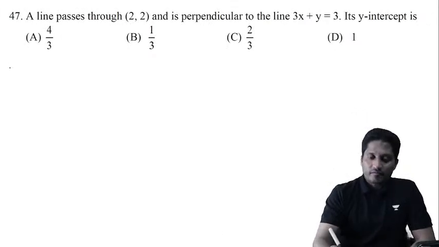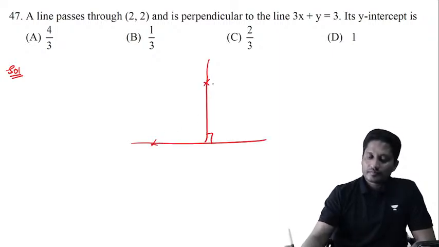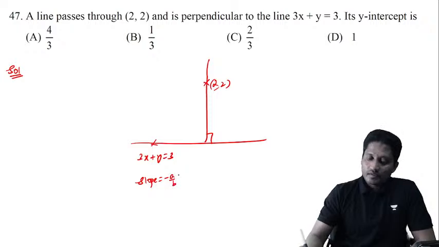Question number 47, it's a very simple question. It is asked in previous year papers as well. Line passing through the point 2, 2, perpendicular to the line 3x plus y is equal to 3 has y intercept. Slope of this line is minus a by b, right? Which is minus 3 by 1. Slope of this line is minus 3. Slope of the perpendicular line is 1 by 3.